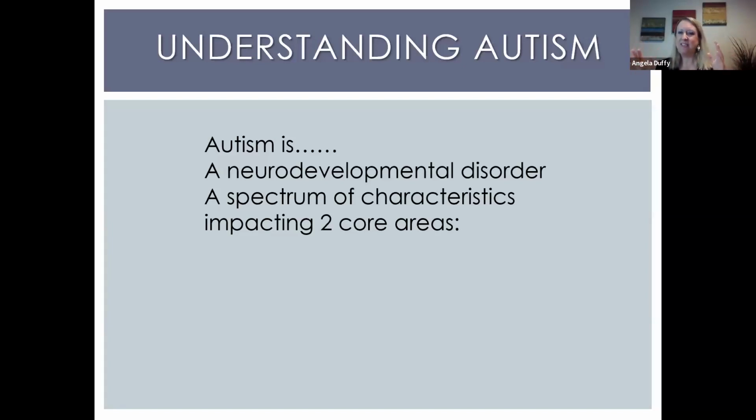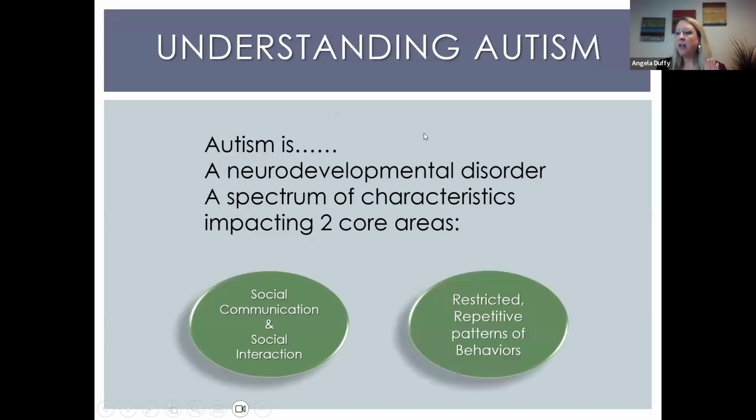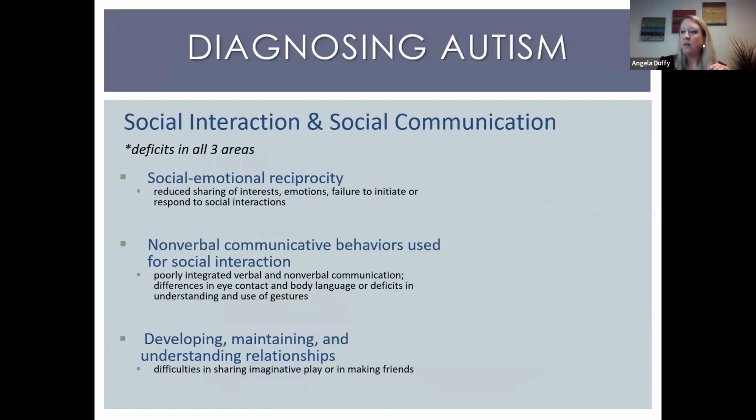So there are so many different spectrums, and we have to keep those in mind. And then it also impacts two core areas. So we're talking about social communication and social interaction, as well as restricted, repetitive patterns of behaviors. In order to get a diagnosis of autism, the individual has to have deficits in both of these core areas. All right, let's talk about that first core area, social interaction and social communication.